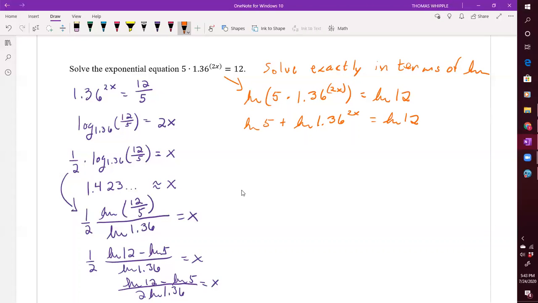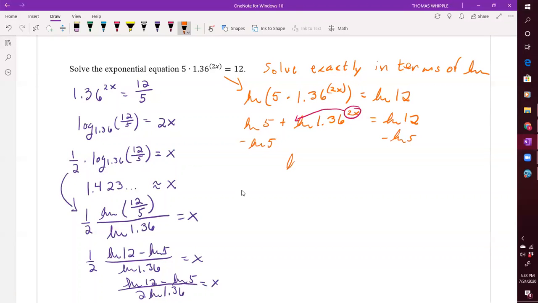Okay? And then at this point, we can apply that power to an exponent property, right? We have the natural log of 1.36 raised to the 2x. That 2x, let me use a different color here, circle it, can come out to the front of what we're taking the natural log of. Maybe before I do that, let me subtract this natural log of 5 to the other side. That'll make things look a little better. Minus natural log of 5.